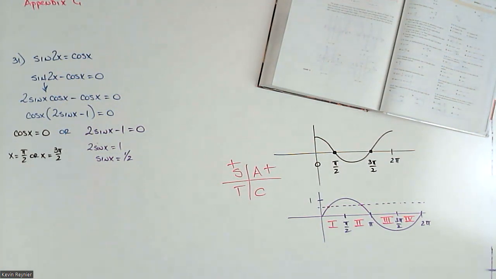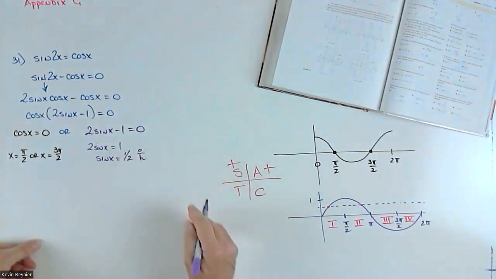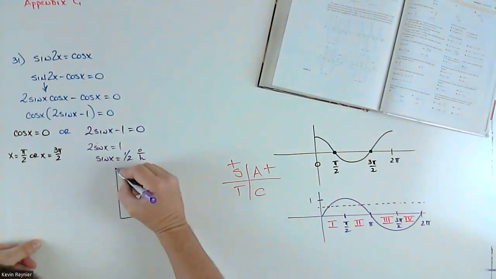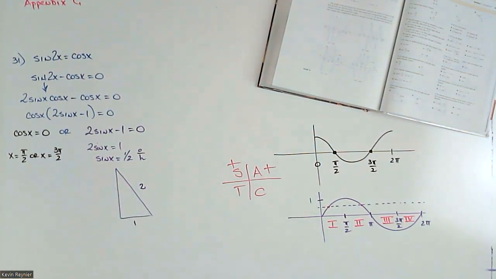Now what do we need? We need the angle that goes along with 1/2. How are we going to find that? Well, we could grab our calculator and ask our calculator when does sine equal 1/2. It's going to give us some whacked out number. Or we could just go, well, sine is opposite over hypotenuse. Let's draw a triangle. The opposite side is 1, the hypotenuse is 2. We know this triangle, right? This is our 30, 60, 90 triangle. This is 1, 2, the square root of 3.